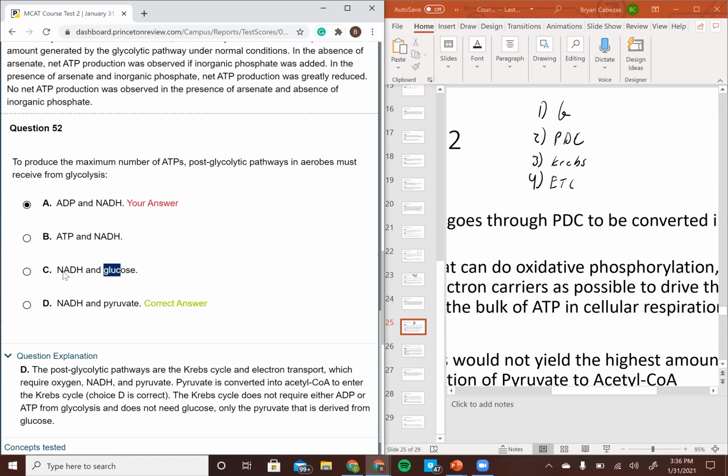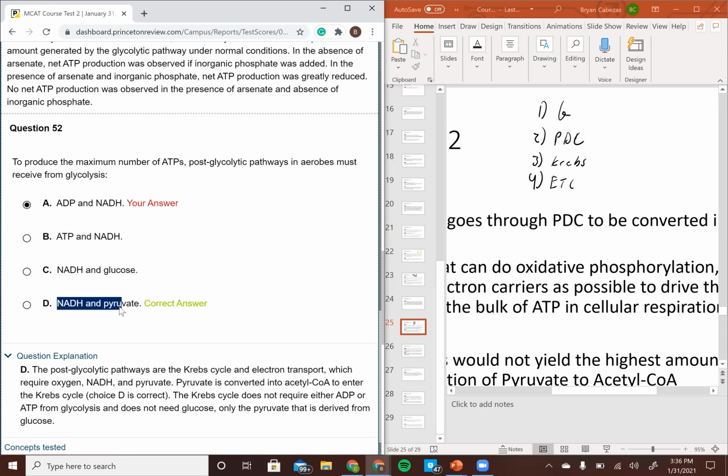And here we have glucose and NADH. So glucose, when it oxidizes, can create a bunch of ATP, right? It's going to go through this entire pathway and eventually reach ETC. However, we're looking at post-glycolytic pathways, right? So the pyruvate dehydrogenase complex, Krebs, and ETC. So glucose is out for that reason.